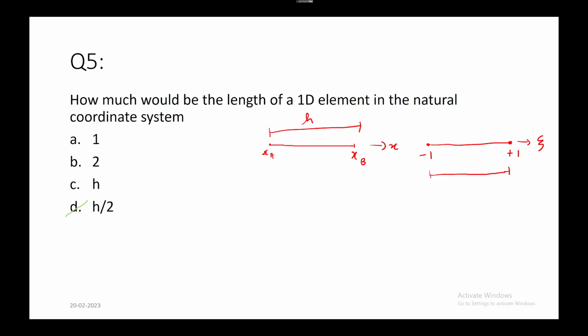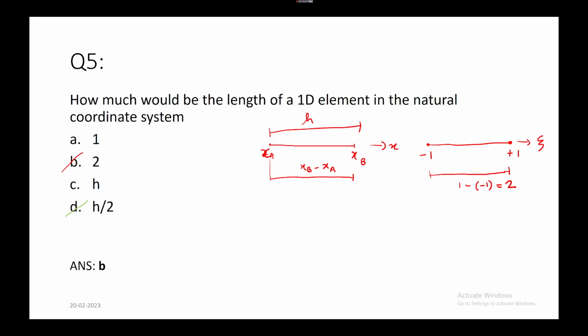Here you can say the length is nothing but xb minus xa, correct? In this coordinate system the length is nothing but 1 minus (-1), which is 2. So the answer is B. Any doubt? The answer is not h by 2, actually, the answer is 2. Because in the zeta coordinate system, the limit coordinates are -1 to +1, so the distance between both is 2. Is it fine?